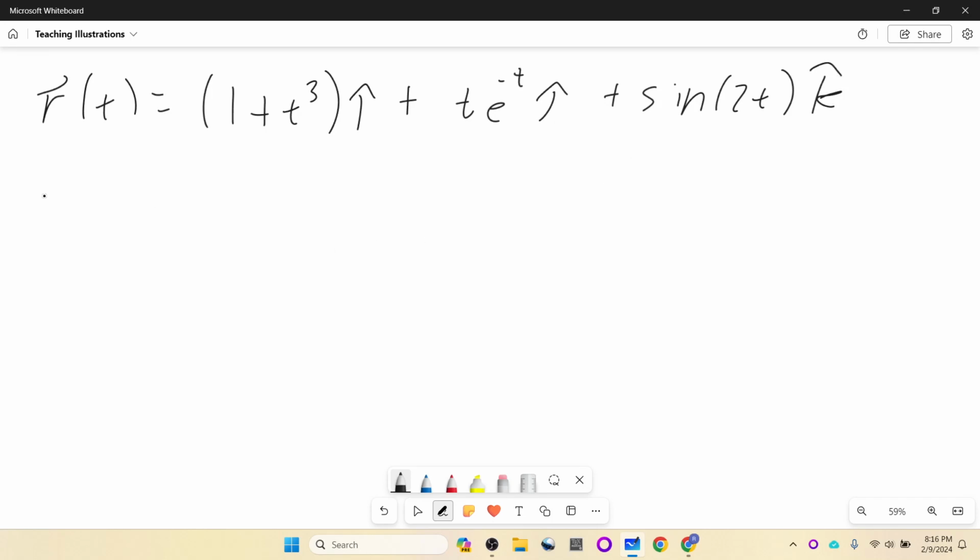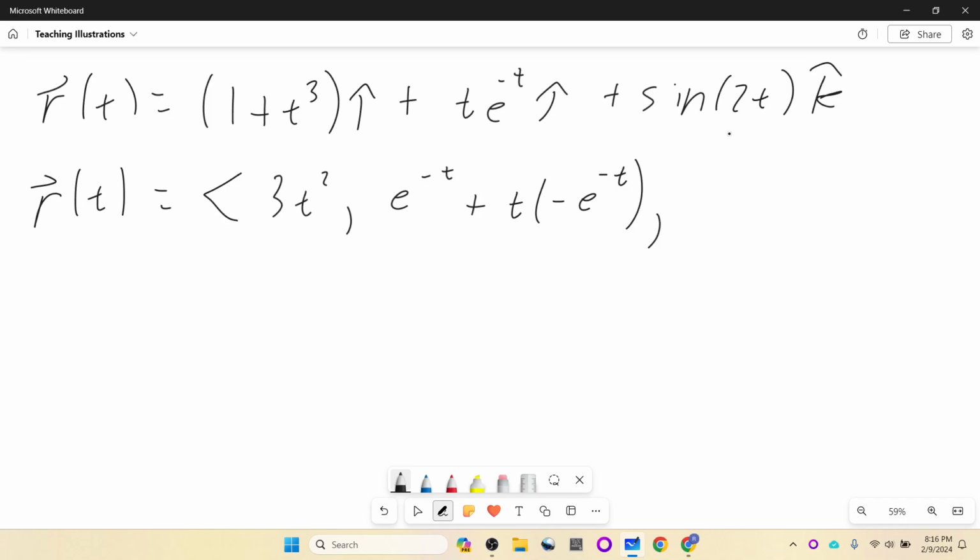So let's find the derivative here. r prime of t is 3t squared. This second one we need to use product rule. So it'd be derivative of the first times the second, that's e to the minus t, plus the first times derivative of the second, which would be negative e to the negative t. And then the third component would be 2 cosine of 2t. This is a mix of chain rule for the k component and product rule for the j. Again, come by the calc table if you want to review these rules.